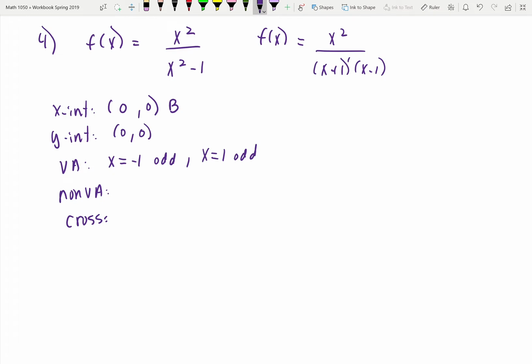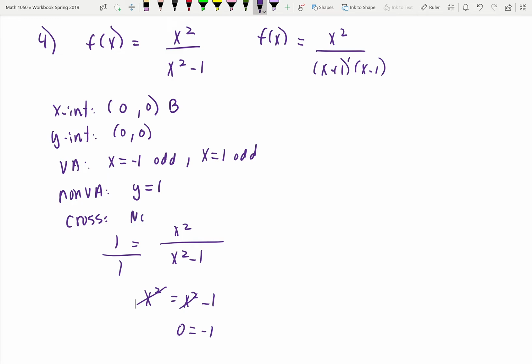Non-vertical asymptote is either horizontal or an oblique. X squared over x squared, that gives me a 1. So I have a horizontal asymptote of y equals 1. That's biggest over biggest. Does it cross a non-vertical? I'm going to go 1 equals, that's the right side of the non-vertical, equals the right-hand side of the reduced equation. Cross multiply, x to second equals x to second minus 1. This x squared comes over and knocks that one out.